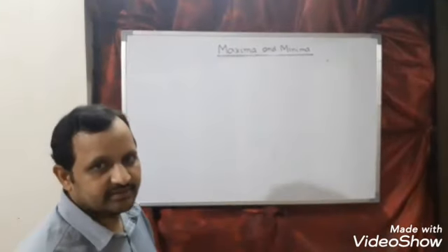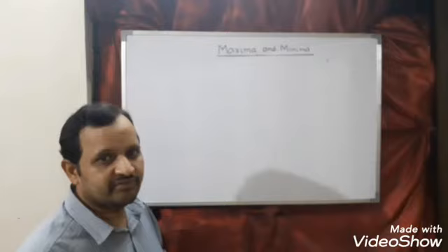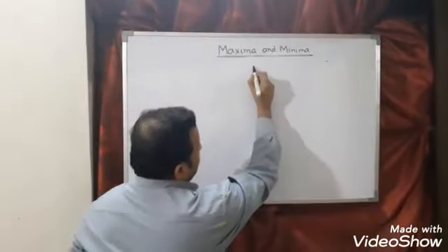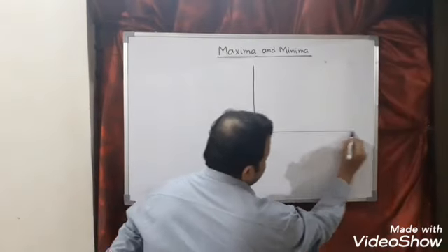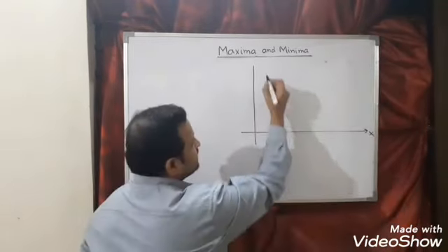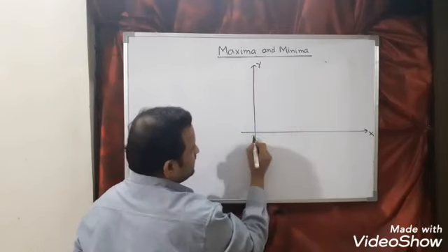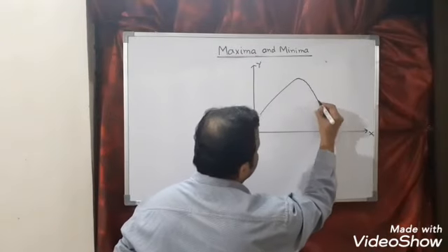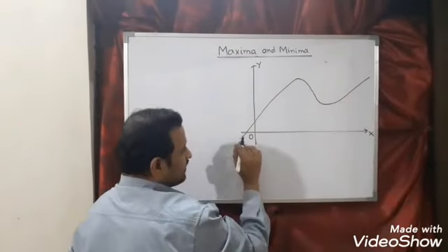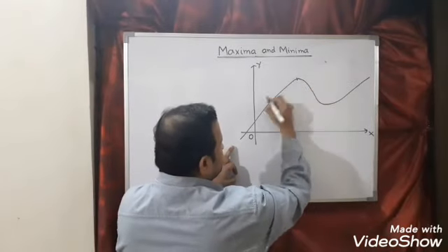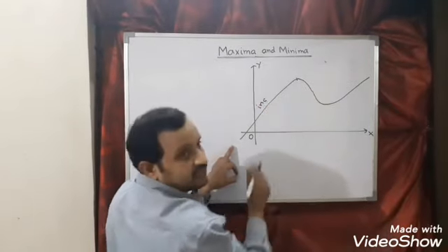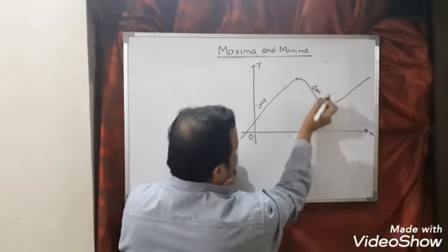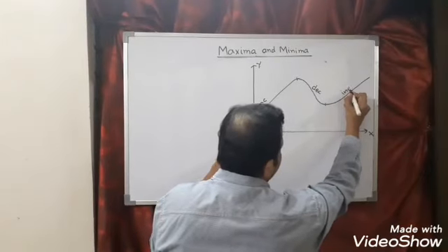Good morning, students. The next topic in application of derivatives is maxima and minima. Let us say this is the x-axis, this is the y-axis, this is the origin. Suppose the figure is something like this. So you can see from here to here it is increasing. From here to here I can say decreasing, and from here to here it is increasing.